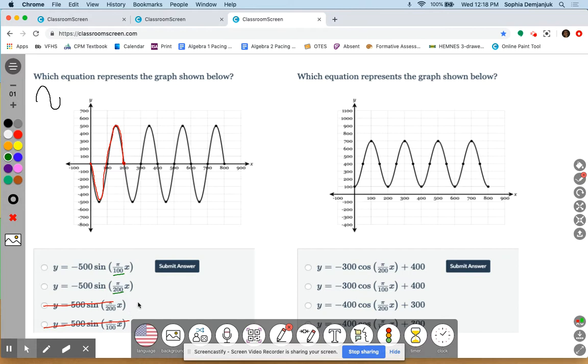Do I want pi over 100 or pi over 200? So I'm going to do my B formula: 2 pi divided by the period. My period for one full cycle is 200. Top and bottom are divisible by 2, so we get pi over 100. So this first option is our answer.